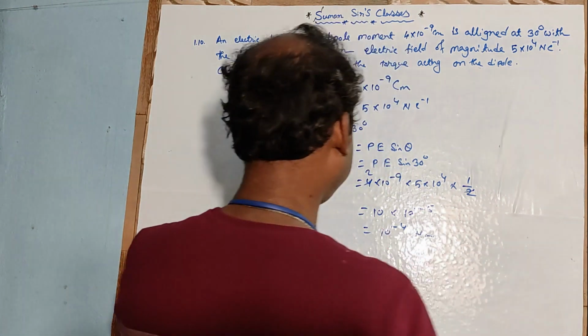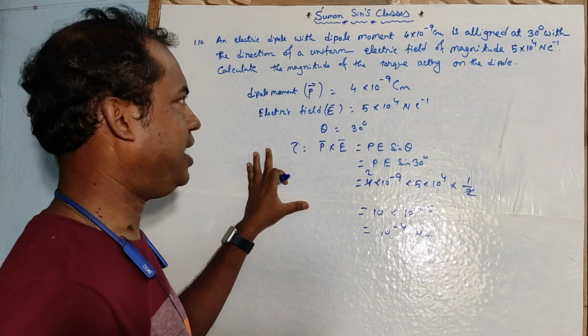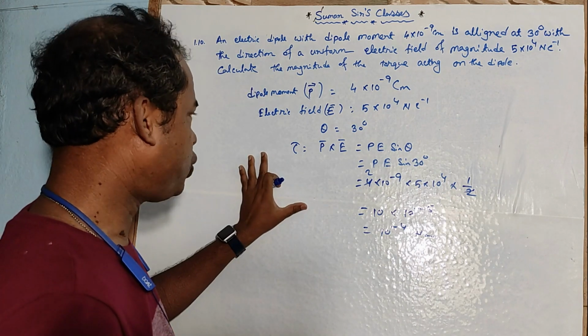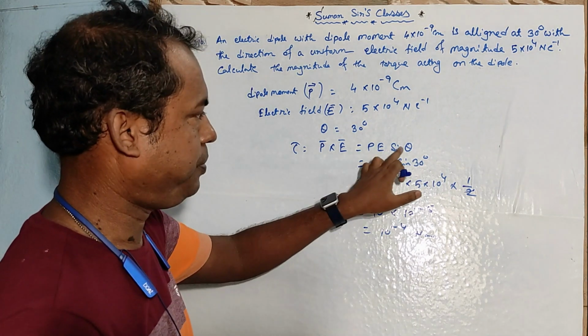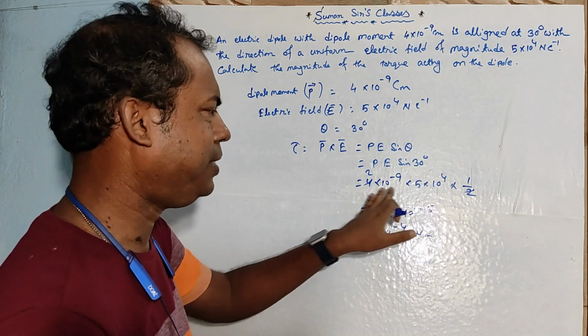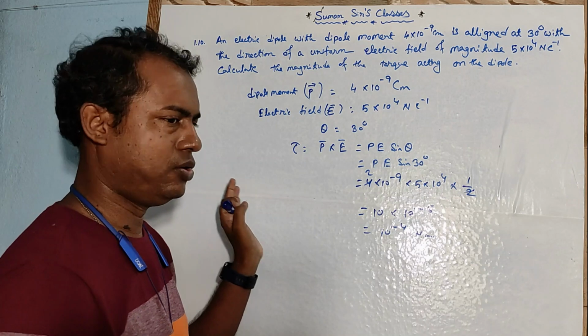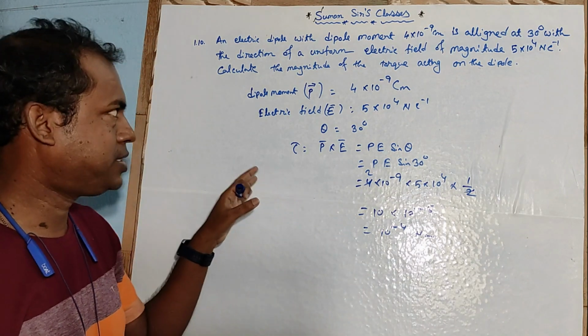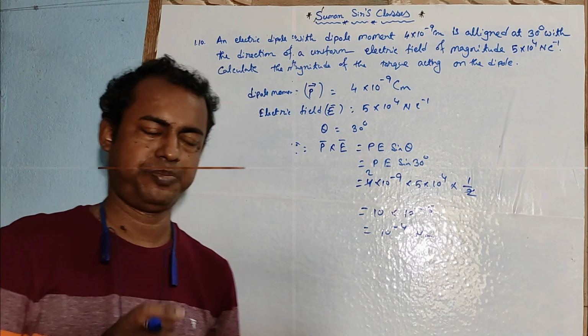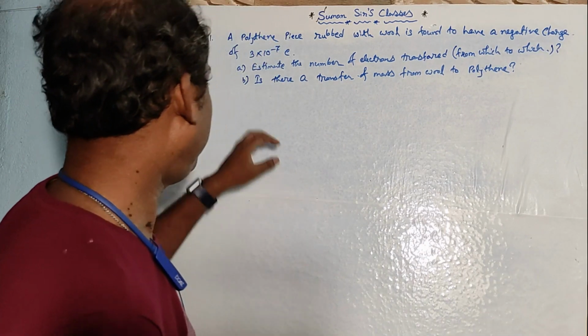This is the torque tau. In this way you can solve such problems, just by putting in the values in P E sin theta and doing simple calculations. Now we move to the next problem, that is 1.11.